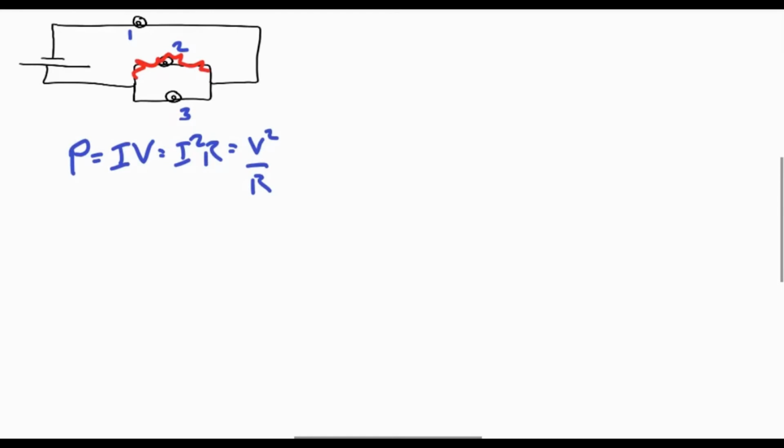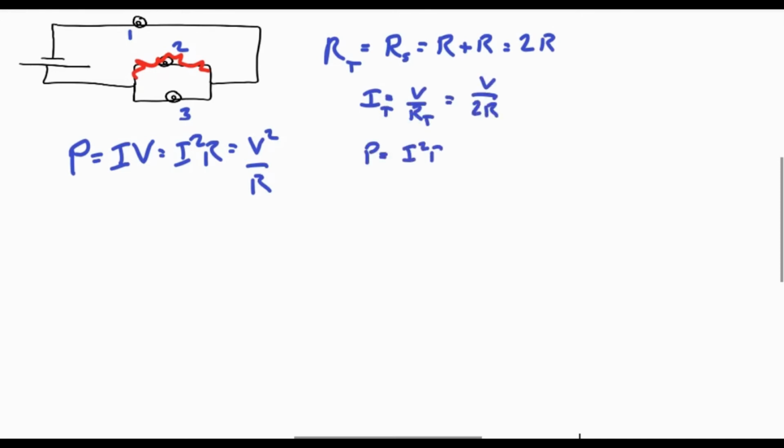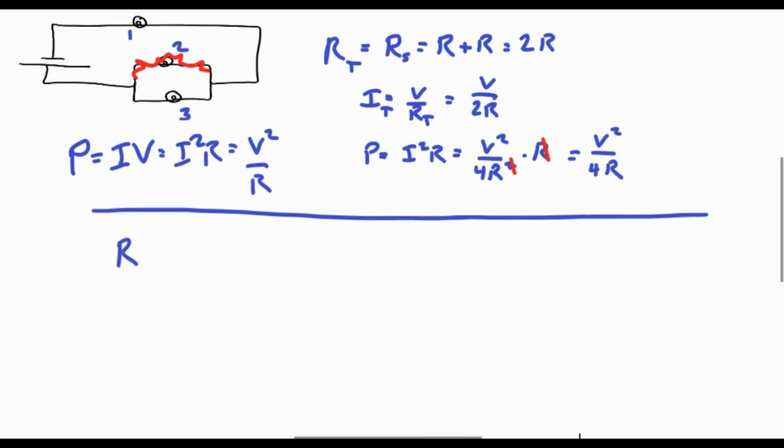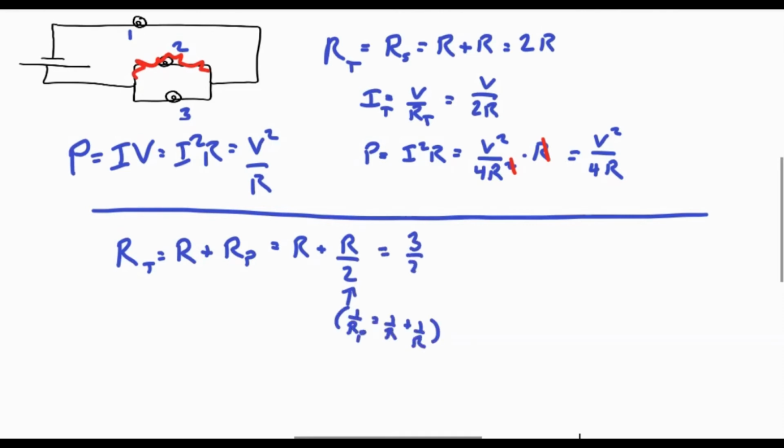When the switch is opened, you have 2 bulbs in series with a total resistance of 2R. Ohm's law gives us the total current I equals V over 2R. Plug that into P equals I squared R, and you get V squared over 4R for the power of each bulb. When you close the switch, the equivalent resistance becomes R plus half R, or 3/2 R, rather than the previous 2R. So you can already see that the current is going to drop.